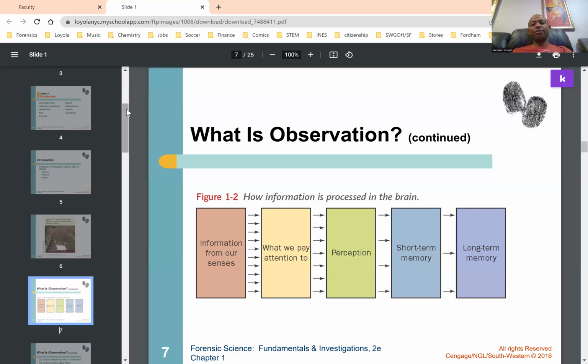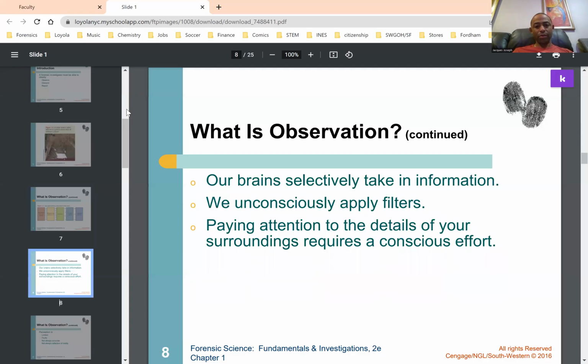Then there's another filter, which is perception, where you perceive something in a certain way. Then another filter is added, the short-term memory, and the last filter is the long-term memory. When you want to observe something, you need those filters. Those filters apply automatically, but you need them to be able to make good observations. Your brain will selectively take in information to make sure you don't go crazy, and you apply filters unconsciously.